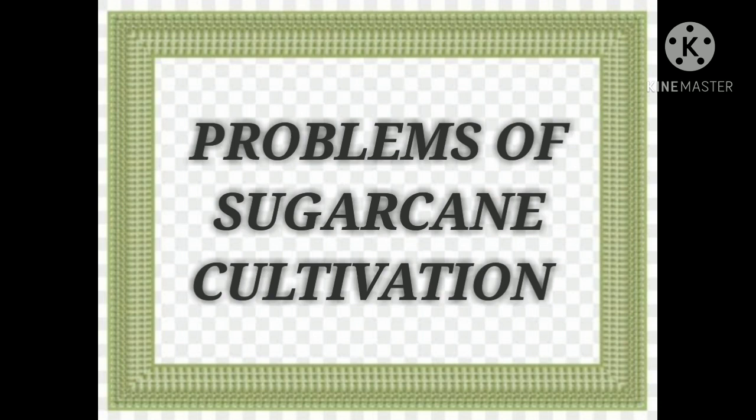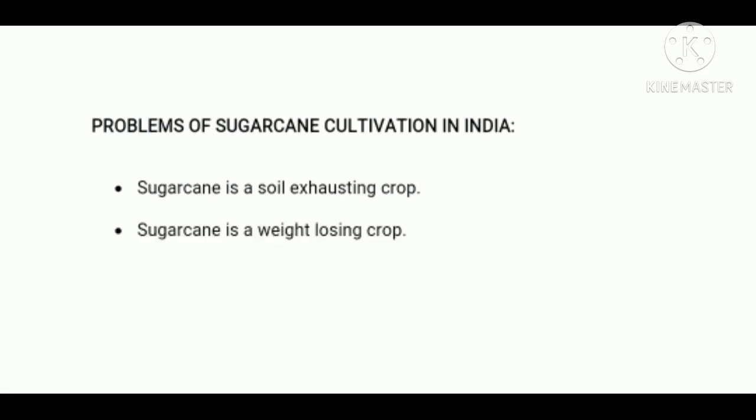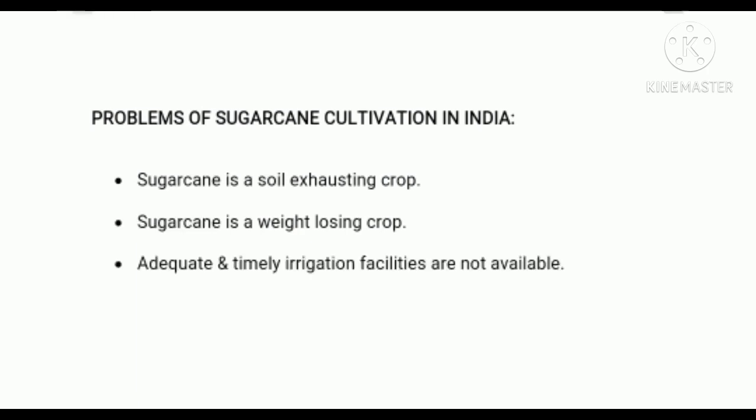Next, let us talk about the problems of sugarcane cultivation in India. Firstly, sugarcane is a soil exhausting crop. A large quantity of manure is needed to fertilize the farm. Next, sugarcane is a weight losing crop, so the cost of transport is high. Thirdly, adequate and timely irrigation facilities are not available as the canals are often non perennial.